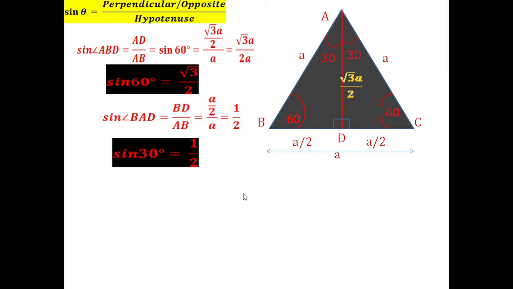Now let us see for cos. So cos theta is known to us, that is base by hypotenuse. So cos of ABD, here in this case base is BD and hypotenuse is AB. So cos 60 degree is equal to BD, that means a by 2, and AB is a, thus we are getting 1 by 2. Hence cos 60 degree is 1 by 2.